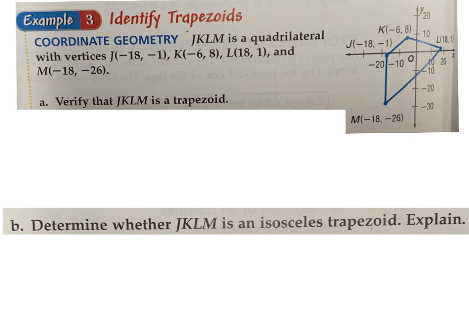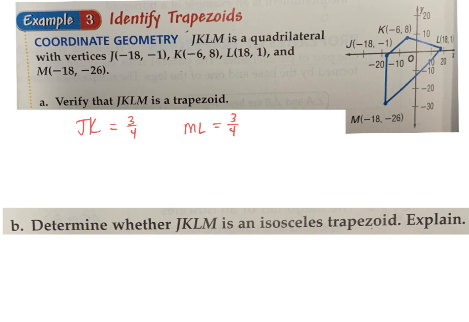And so if you look at, we've done slope a million times, but if you look at J to K, then you'll see that it has a slope of 3/4. And if you do M to L, you'll see it also has a slope of 3/4. So we know we have one set of parallel lines. You have to keep going.